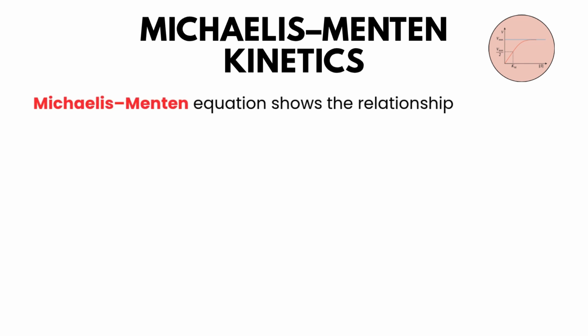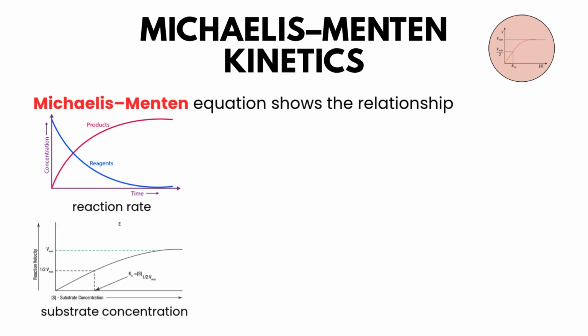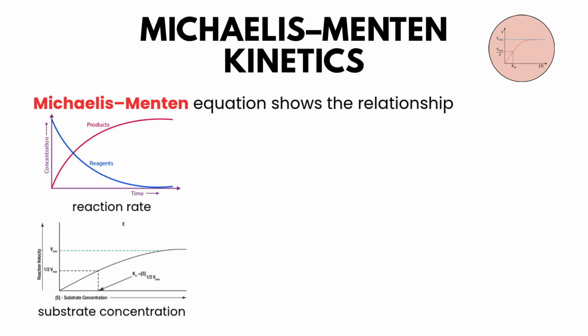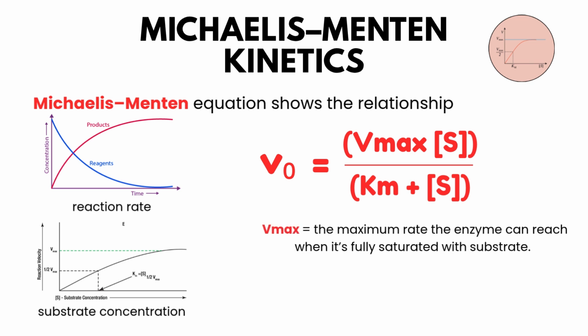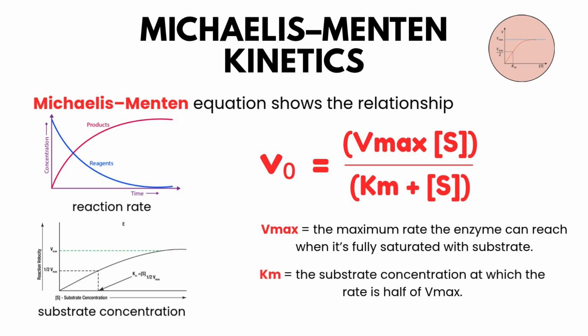The Michaelis-Menten equation shows the relationship between the reaction rate and substrate concentration. It's written as V naught equals Vmax times substrate concentration, divided by Km plus substrate concentration. Vmax equals the maximum rate the enzyme can reach when it's fully saturated with substrate. Km equals the substrate concentration at which the rate is half of Vmax.